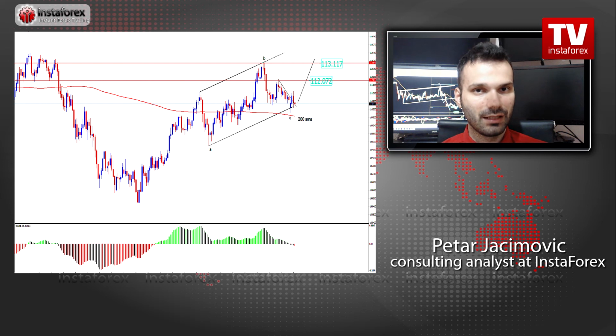And also the second upward target is set at the price of 113.10. This target is also based on the price action and on the swing high I found on the daily time frame. So watch for selling opportunities on the USD versus Japanese yen.